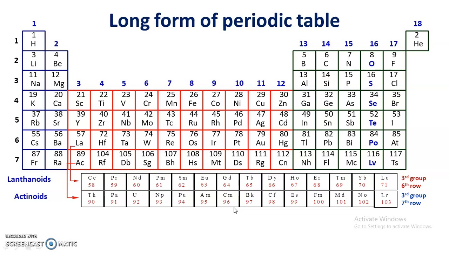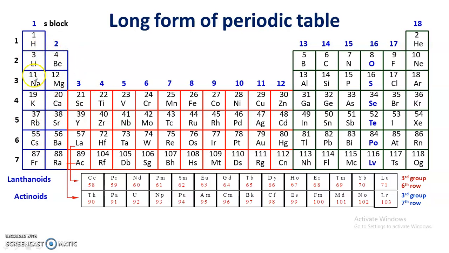In the 18th group there are helium, neon, argon, then krypton, xenon, radon and oganesson. So altogether there are 118 elements. Okay, 118 elements. So there are 4 blocks.